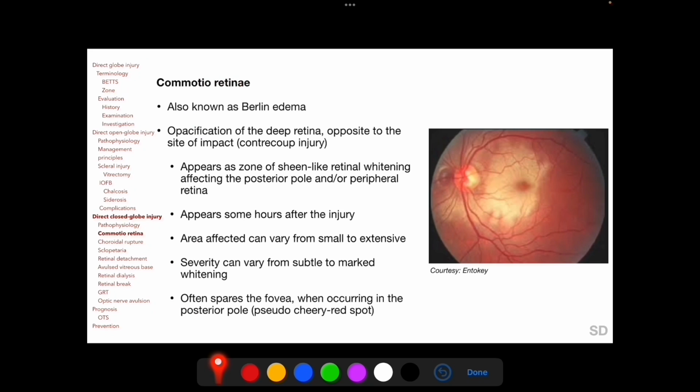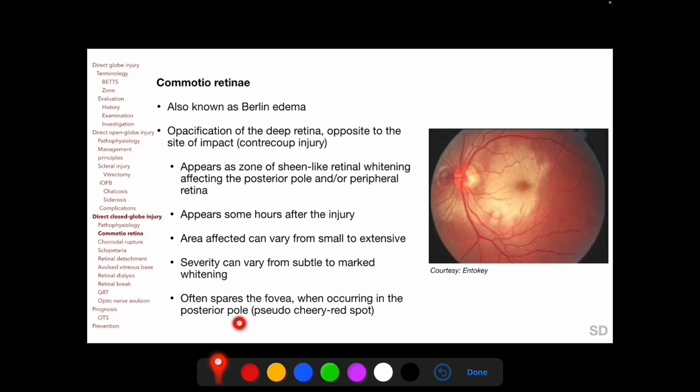Commotio retinae, also known as Berlin's edema, is opacification of the deep retina, and being a contrecoup injury, it occurs opposite to the site of impact. It appears as a zone of sheen-like retinal whitening as seen here in this clinical photograph, affecting the posterior pole and or the peripheral retina, and it typically appears some hours after the injury. The area affected can vary from small to extensive, and the severity can vary from subtle to marked whitening.